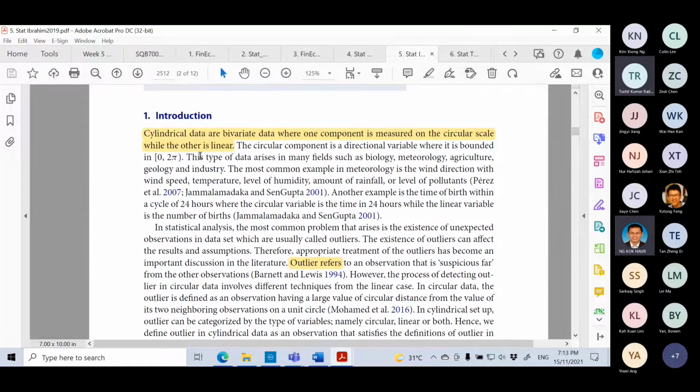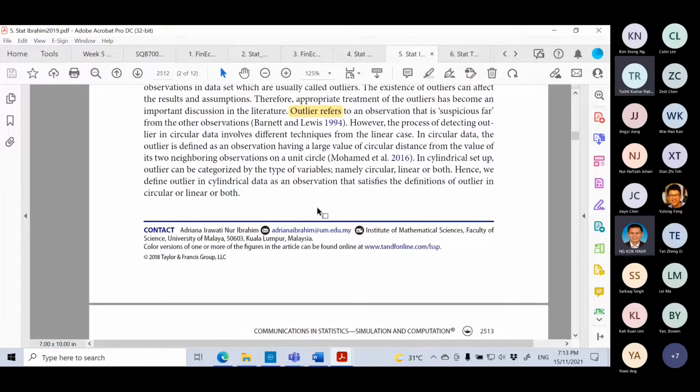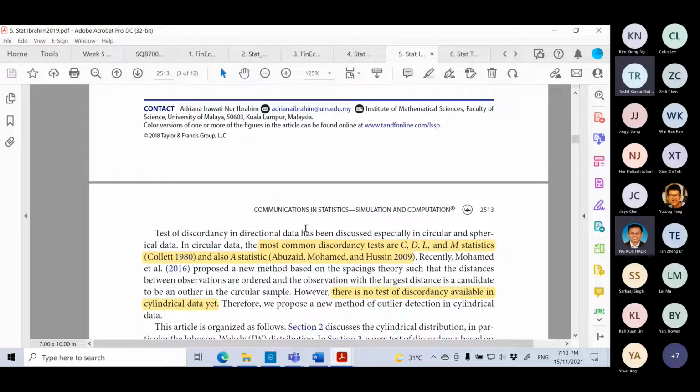Okay, so for example, in this one, they are talking about the cylindrical data. Then after that, they mention the outlier. They say that most of the tests are only for directional data, and that they don't have any tests available for cylindrical data. Therefore, they propose a new test.